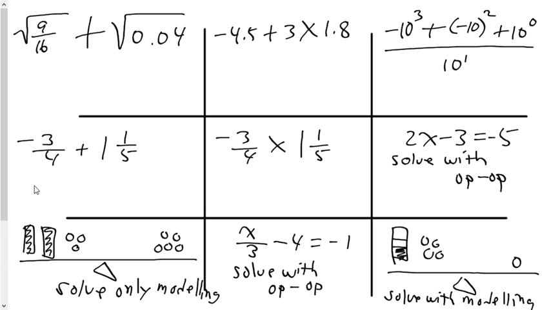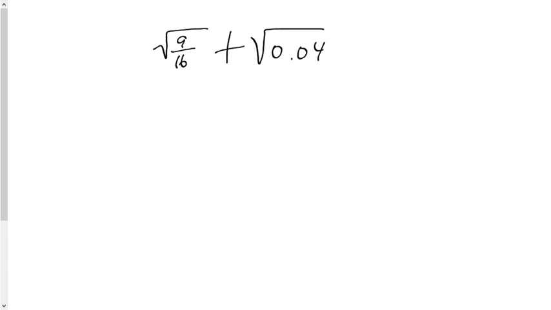So if you want to try this at home, if you're sick today and you want to do some work, press pause, try these questions, and then listen to the answers. See if you did okay. Our first question is a rational numbers question. It says the square root of 9/16 plus 4/100ths. And it says don't use a calculator.